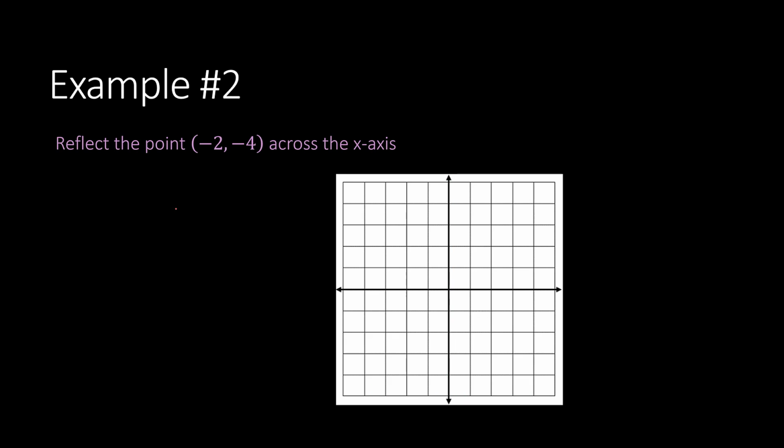What about going across the x-axis? Start off, plot your point, (-2, -4). Let's call this one B. So that's our point B. Now we want to go across the x-axis. The x-axis runs horizontally. Why don't you take a moment and try reflecting B first. Count the boxes, find the new point.